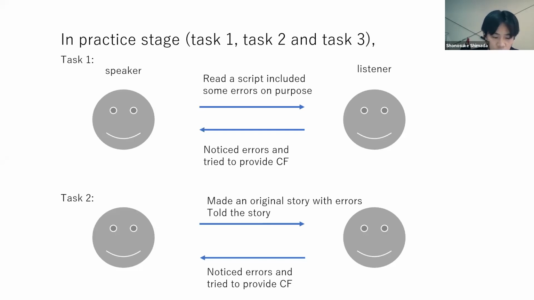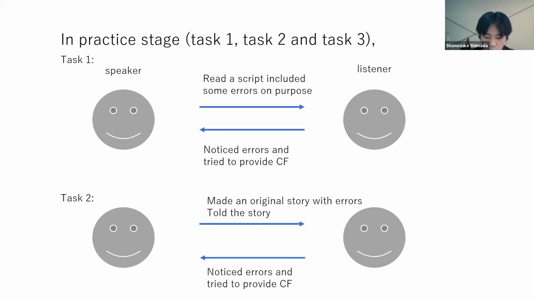So in the next stage, 3 tasks were provided to the experimental group to train how to provide CF. So 2 participants in the pair played a role as either speaker or listener in turn. The speaker was asked to read aloud the story written in the script to the listener, who was asked to detect errors and try to provide CF explicitly.